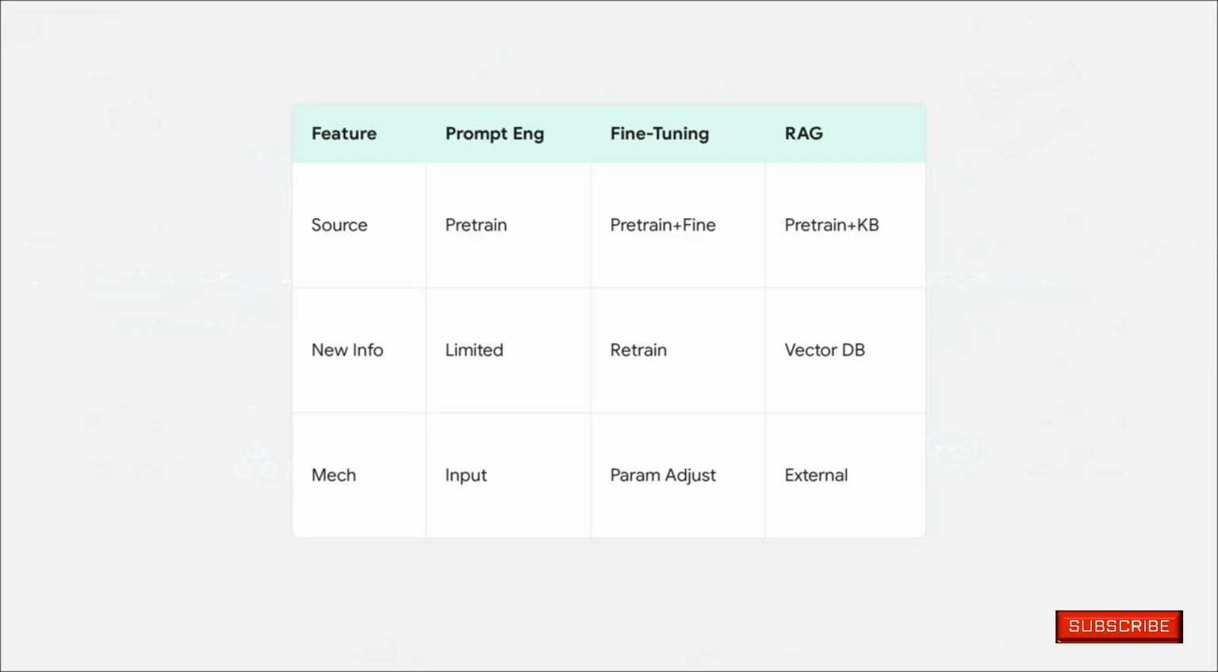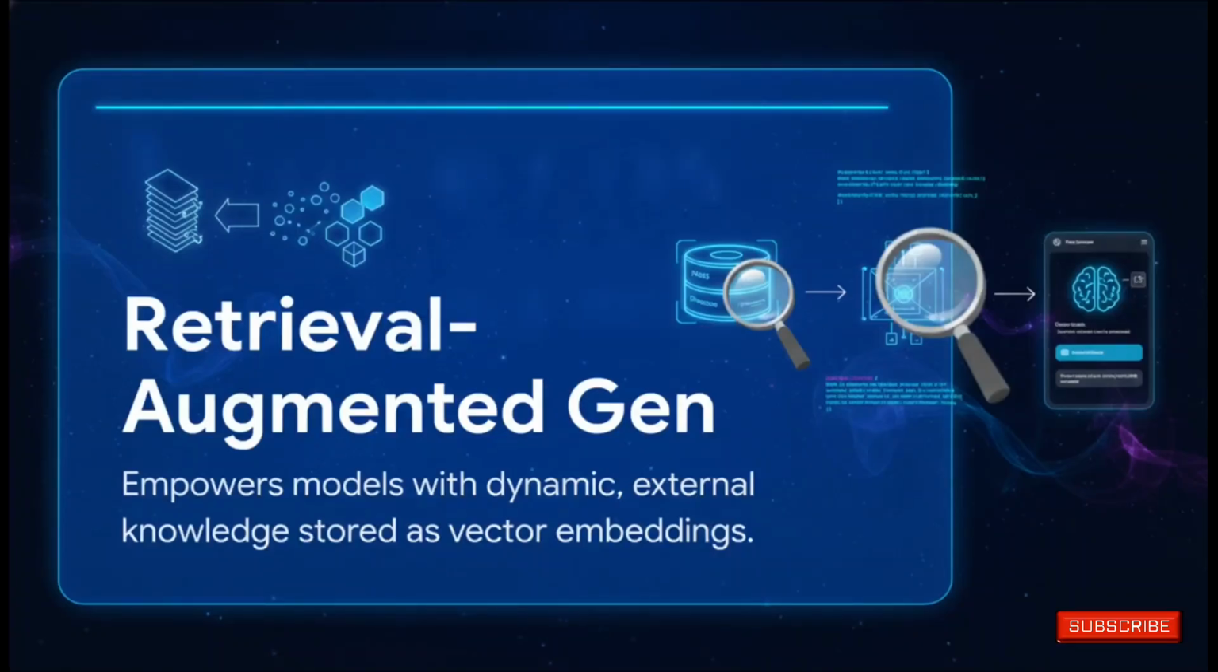Fine-tuning actually adjusts the internal parameters of the model by training it on a specific dataset. That's great for changing behavior, but it's pretty terrible for adding daily updated facts. And then there's RAG, which provides external context dynamically. Honestly, if you're building enterprise AI today, you absolutely need to know RAG, Retrieval Augmented Generation.